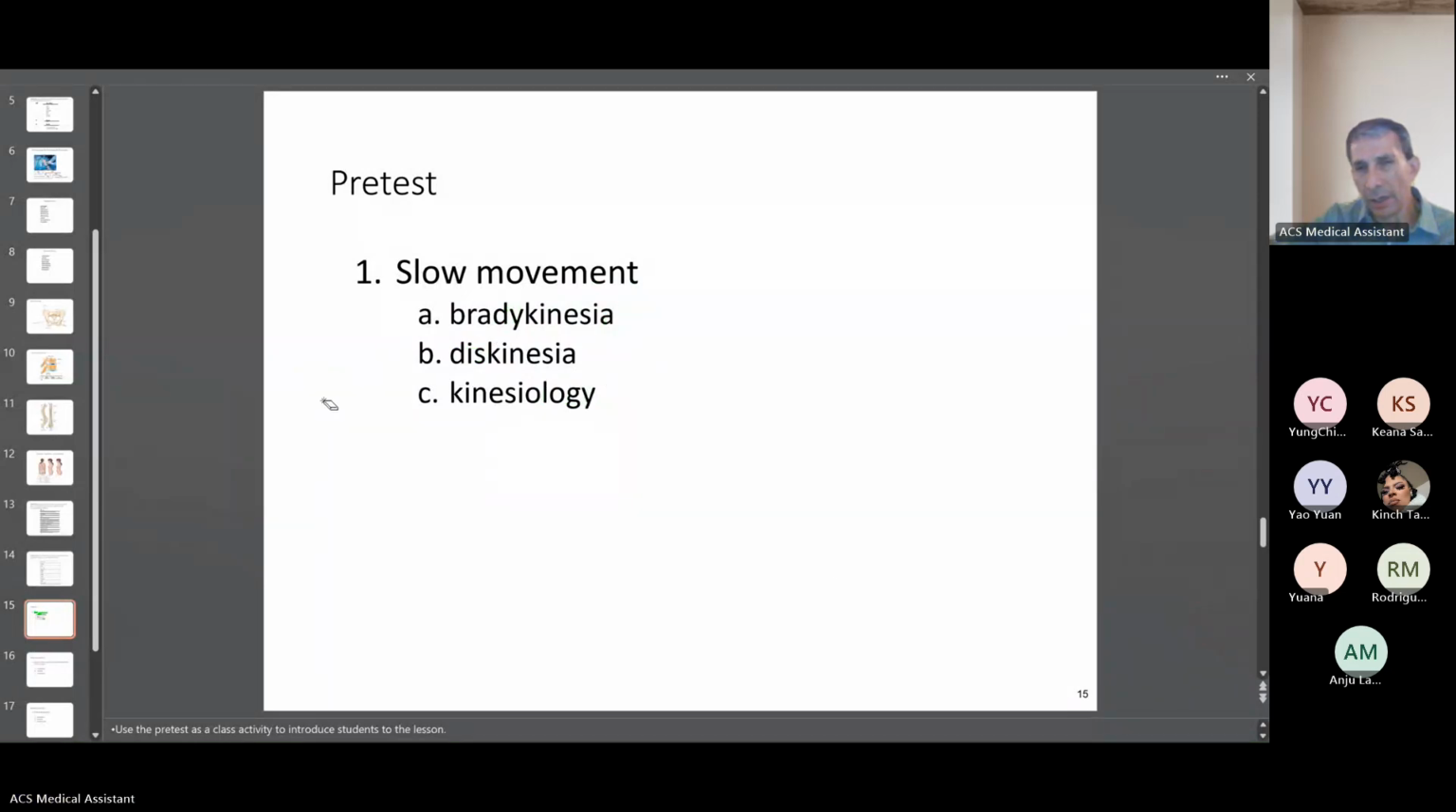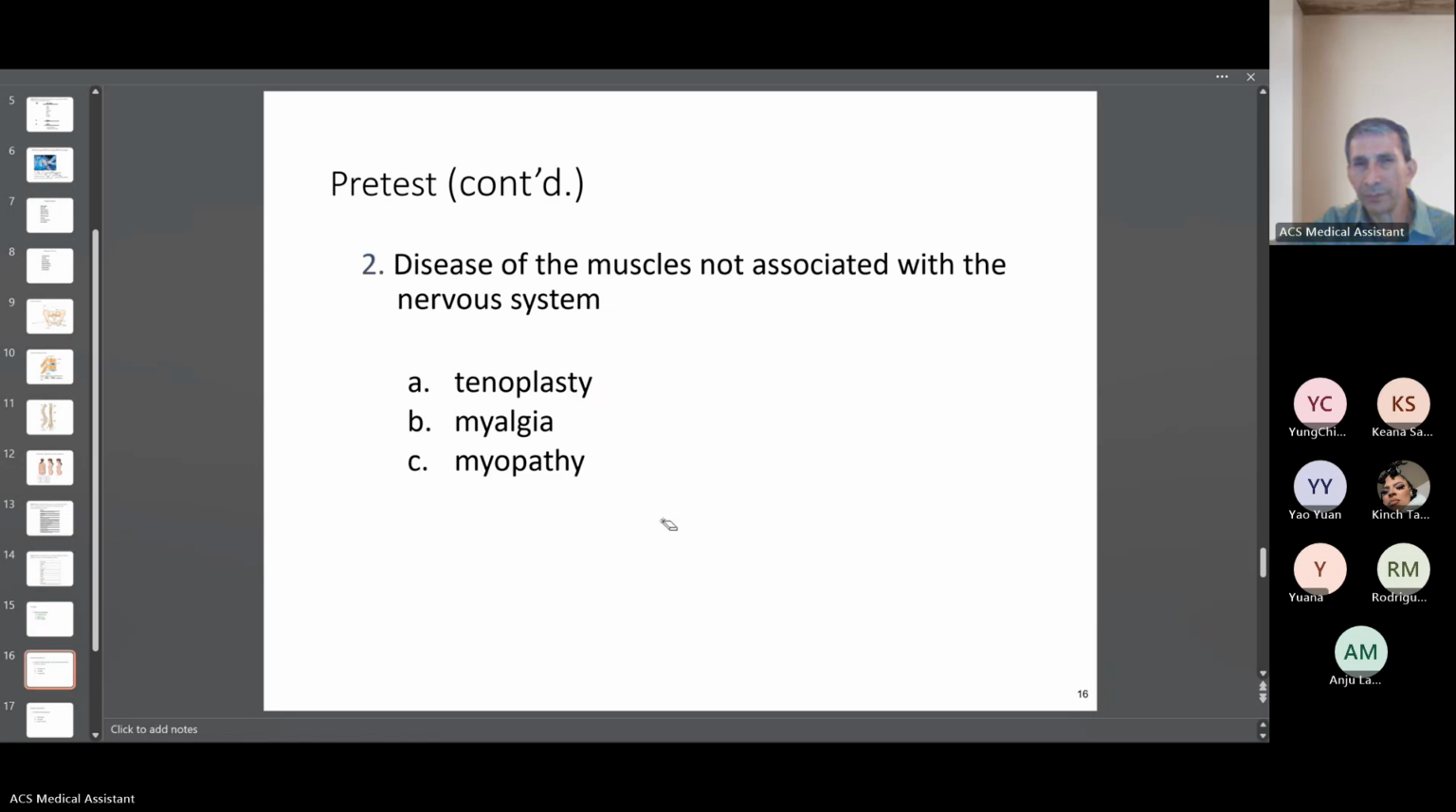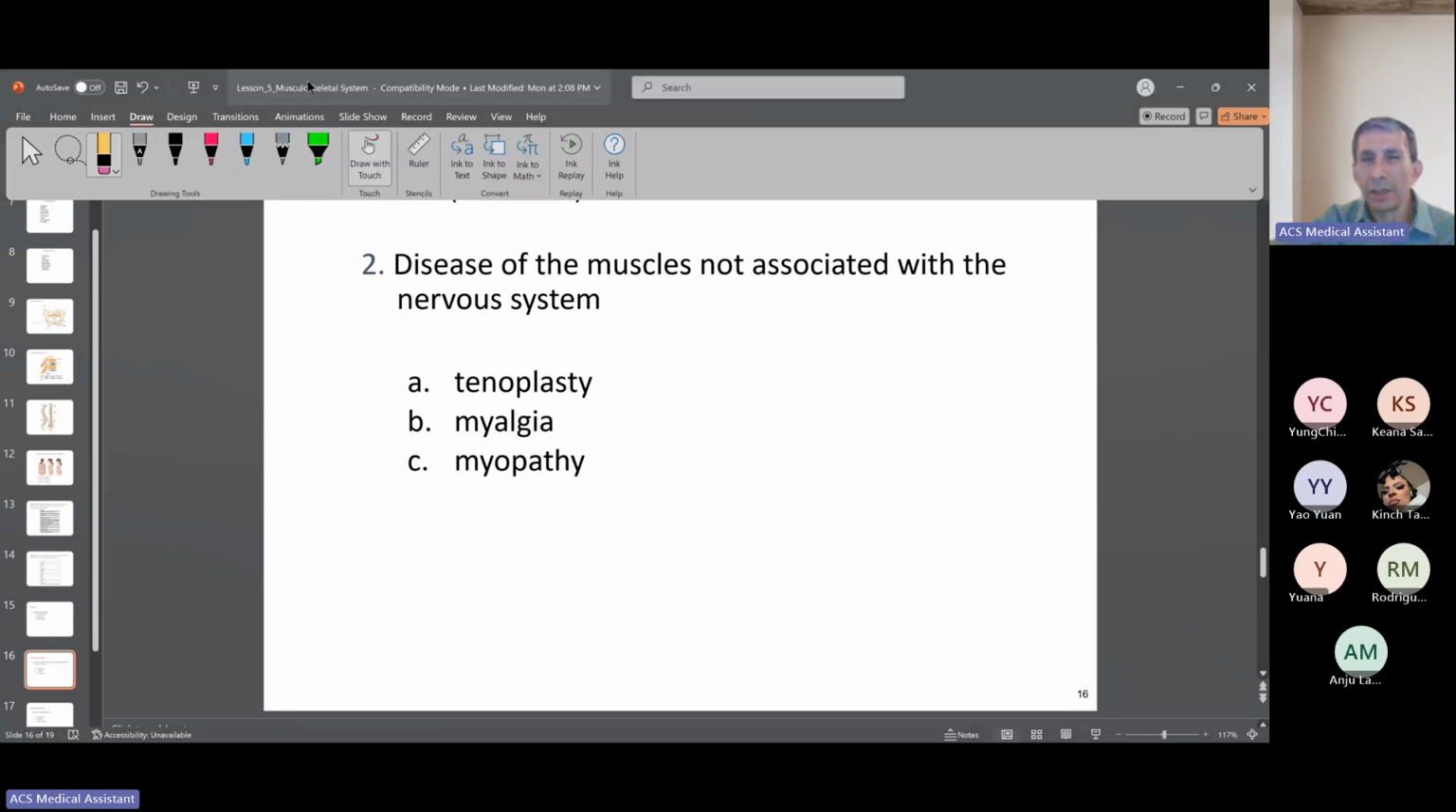Okay, let's go next, number 2. Disease of the muscles not associated with the nervous system. So disease of the muscle. Let's see who gets it right. A, B, or C.